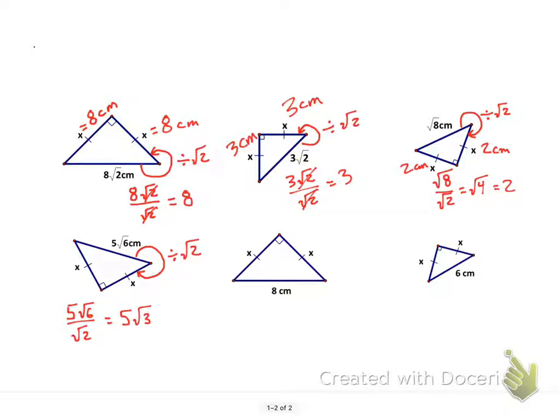I'm going to erase real quick. I'm going to rewrite this as 5 over 1 times square root of 6 over square root of 2. I could rewrite it that way if I wanted to. It's not really necessary, but it does help to illustrate that this 5 is still kind of just hanging out. It's just doing its own thing over here. And we can divide this, and it doesn't affect the 5 at all. So there's where we get our 5 square root of 3.